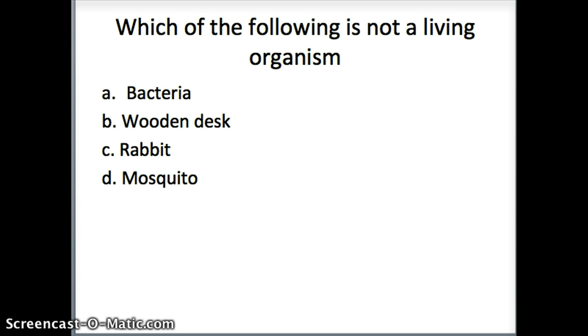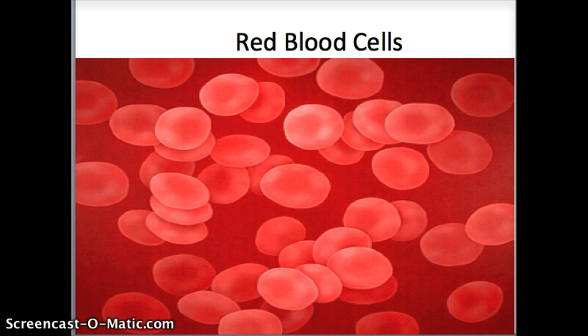Which of the following organisms is not a living organism? So looking at these organisms, we've got to figure out which one is not an organism. A, bacteria. Living organism. Single-celled, but it's alive. B, wooden desk. Wooden desks, definitely not an organism. It's made from an organism, which is a tree, but the wooden desk is not capable of reproducing. It's not capable of growing. It is not alive. Rabbits and mosquitoes are living organisms.